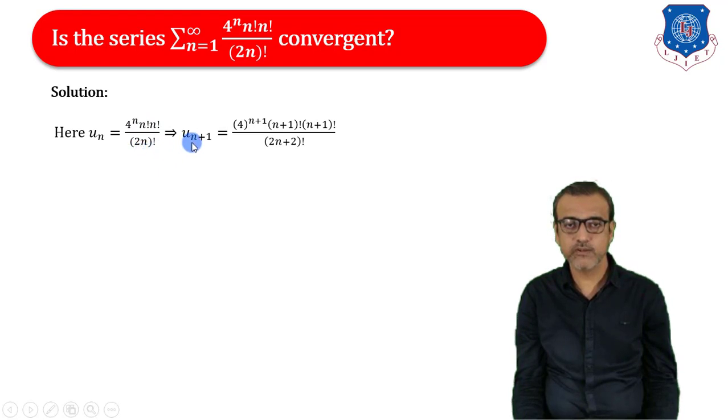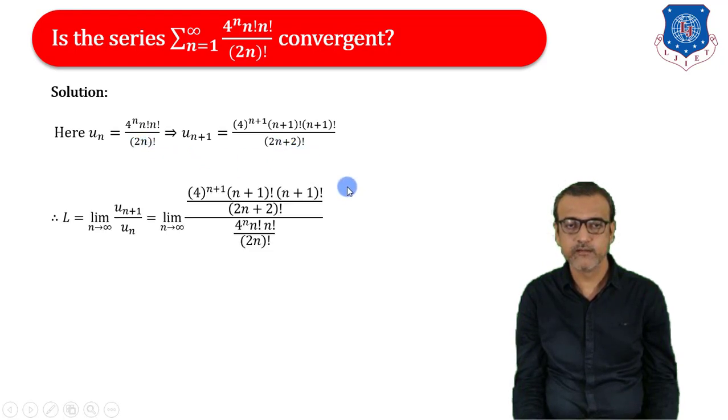So therefore un plus 1 equals replacing n by n plus 1 in un. So this equals 4 raised to n plus 1 into n plus 1 factorial into n plus 1 factorial divided by 2n plus 2 factorial, because if you replace n by n plus 1, then you have to multiply it by 2, so it becomes 2n plus 2 factorial.